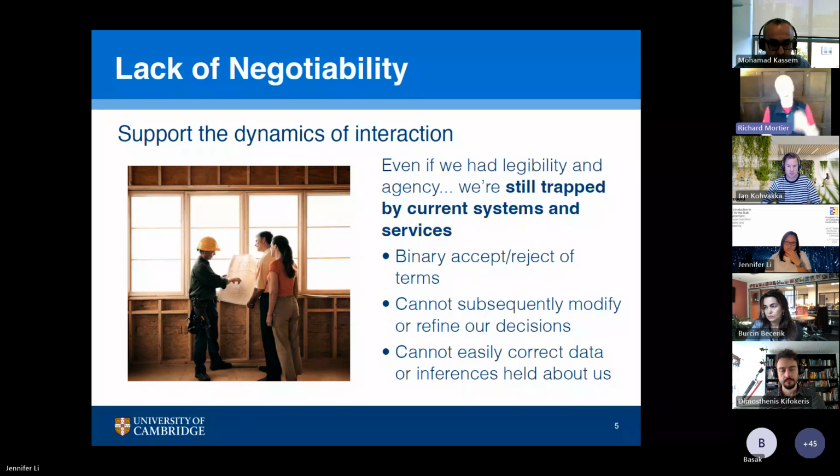Having said that, it is even now still sometimes quite difficult to modify or refine those decisions after you've taken them initially. So you might be able to opt out of processing, opt into processing. It's not always clear what happens to the data that's already been processed, the models that have already been built, and the degree of control you have over those kind of things.